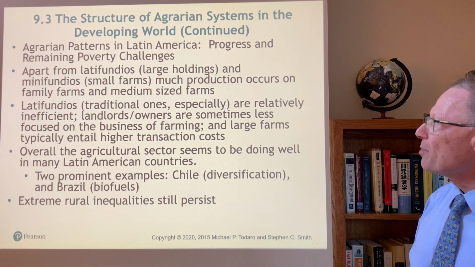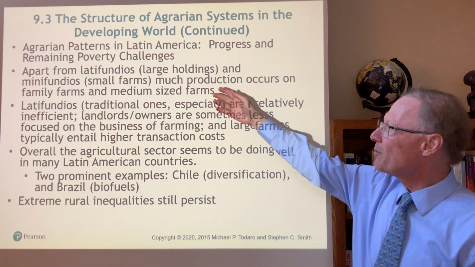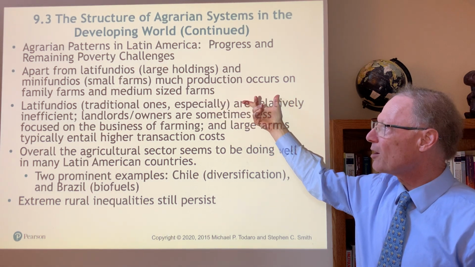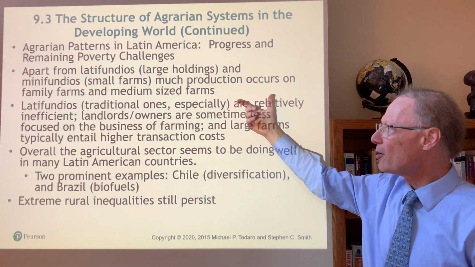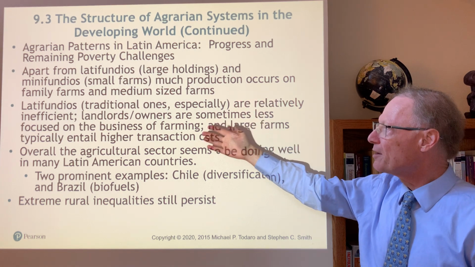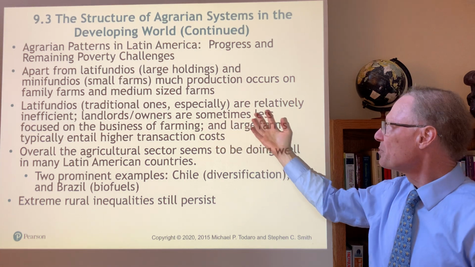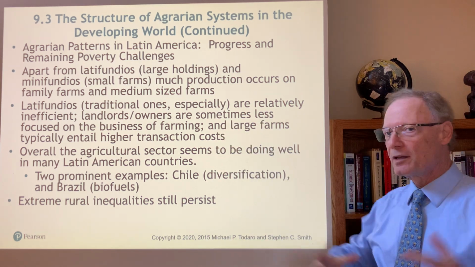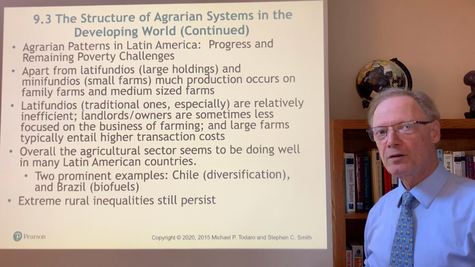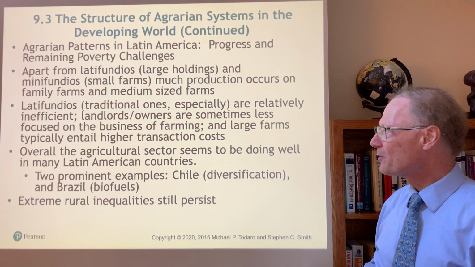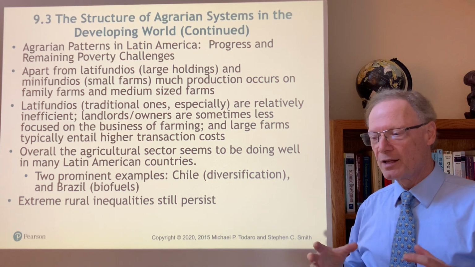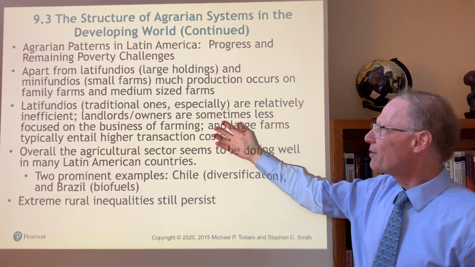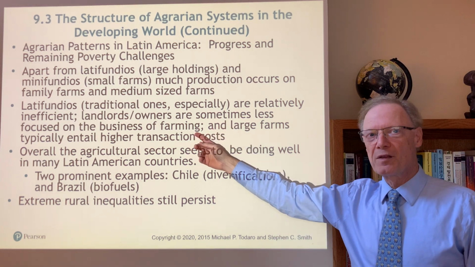So with respect to Latin America, apart from these latifundios and minifundios, there's now much production in family farms and also medium-sized farms. The traditional latifundios are relatively inefficient. They have a lot of land in relation to labor, for example, whereas the minifundios have very little land in relation to labor. And so they're sometimes less focused on the business of farming.